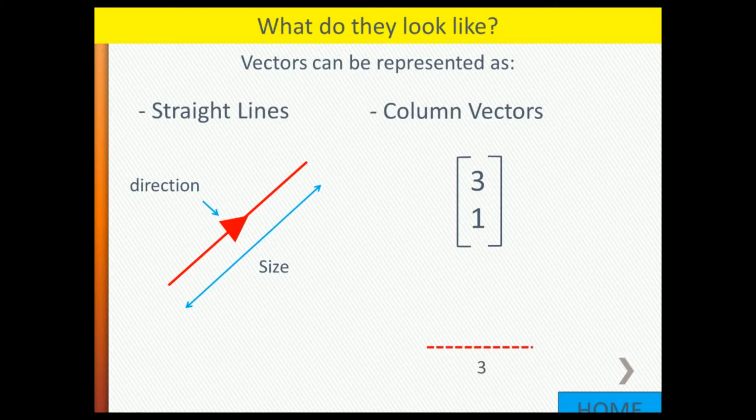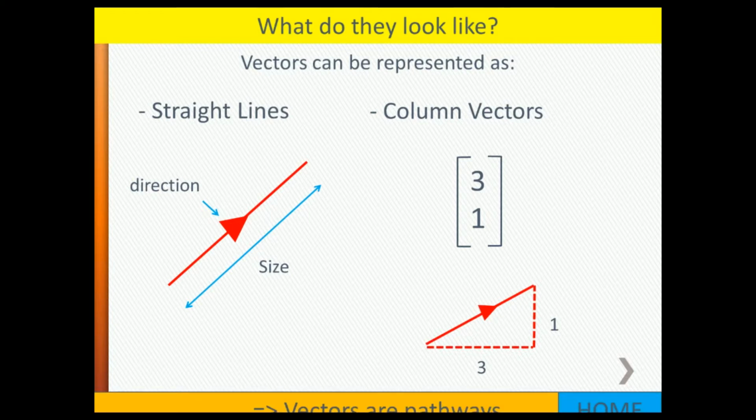So those are ways of expressing them, and the column vector would look something like this. 3 to the right and 1 up, so your vector would actually look like that line there, travelling from that point on the left to the top right. That is what the column vector of 3, 1 looks like. It's sometimes said that vectors are pathways, so they show paths from one point to another.